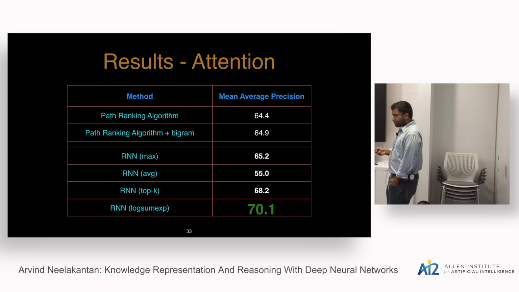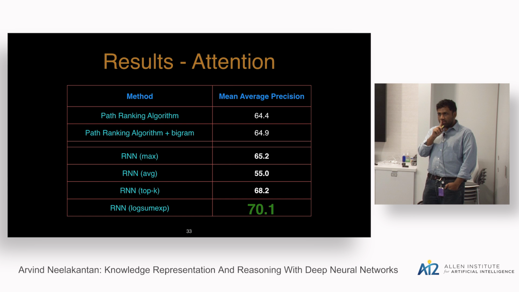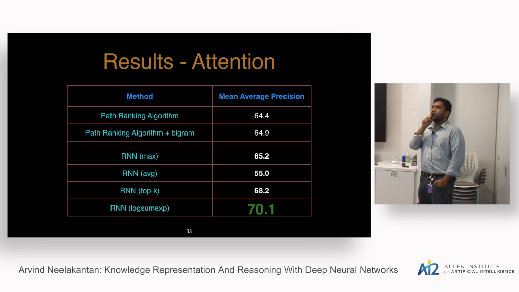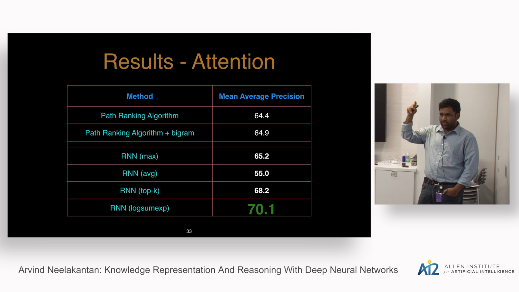So if you use a continuous version of the max function, we found that to work the best. Is log sum exp just softmax? No, you take... I forget the exact formula, but you first exponentiate each score, and then normalize. I think there's a log somewhere.